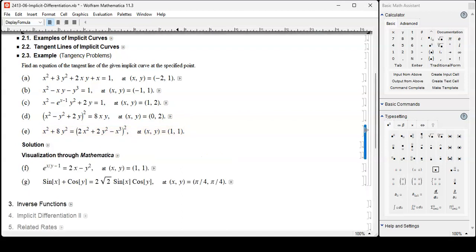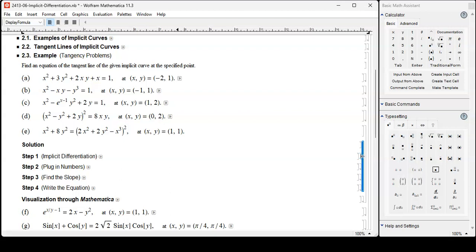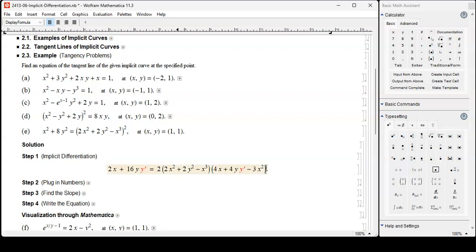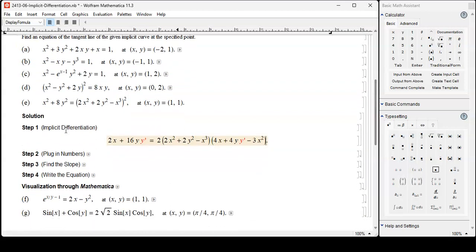Got it? Okay, let me show you. Implicit differentiation goes like this. Left-hand side is pretty simple. x squared becoming 2x, 8y squared becoming 16y, but y prime popped out.